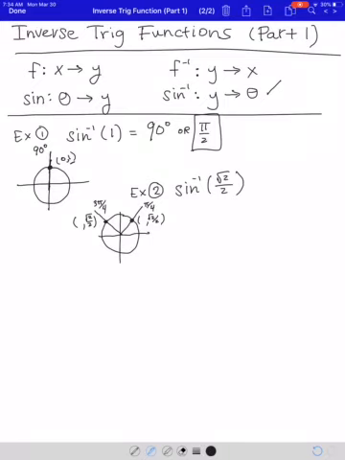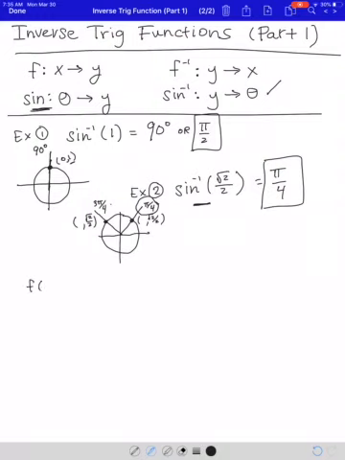So now we have to decide which of these angles is going to be our answer. After all, this is a function. We're only allowed to have one output. And so it turns out we're going to use pi over 4 as our answer. Now why did we use pi over 4 instead of 3 pi over 4? Well, it all has to do with how we define sine inverse. In order to even define sine inverse, well, it's the inverse of our sine function, but our original sine function needs to be 1-to-1.